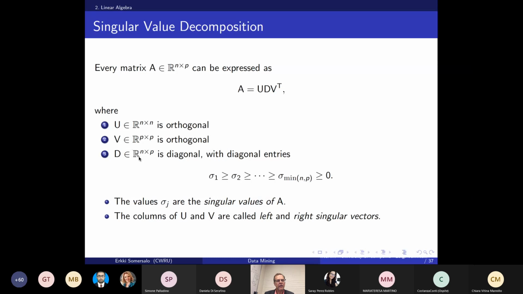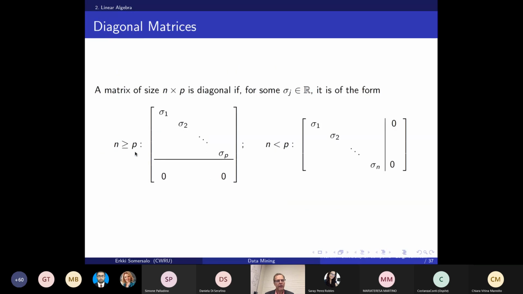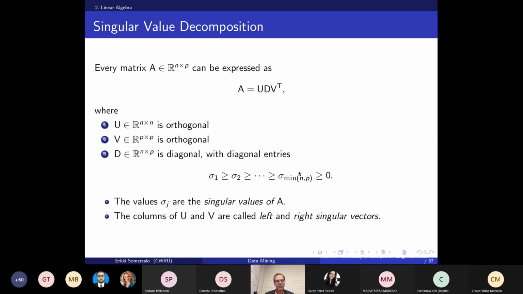Now, how many diagonal entries do you have in D which are non-zero possibly? Well, it has to be the minimum of n and p, because if p is less than n, then you have p entries. If n is less than p, then you have n entries. So a diagonal matrix has possible non-zero entries on the diagonal, and so you can only have the minimum of the two indices n and p of those numbers. And these numbers are all non-negative. That's also important to notice.